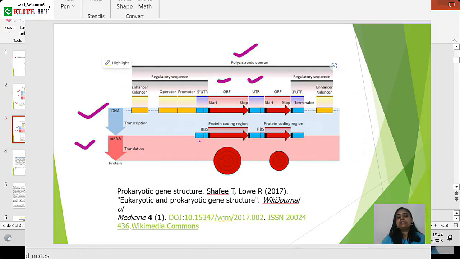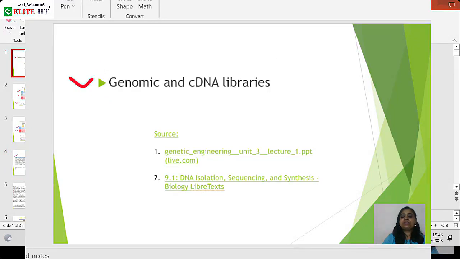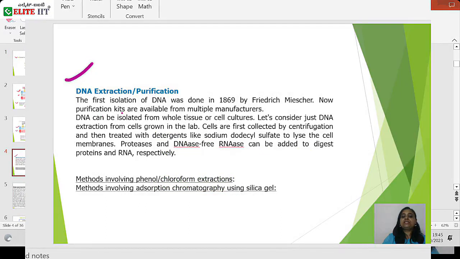In this case, UTR region is present and mRNA is produced. From one mRNA you can produce several proteins. Therefore, it is known as polycistronic mRNA. So these are the differences between prokaryotic and eukaryotic gene structure. Now, going to DNA extraction. Why am I discussing these things? It will be easy to understand the gene library, genomic library and cDNA library. Now going to DNA extraction and purification.